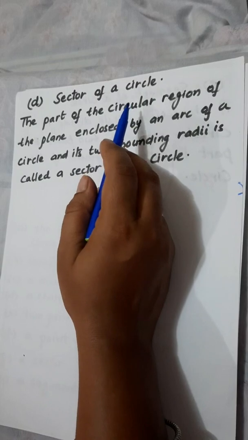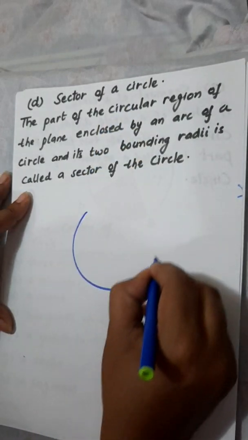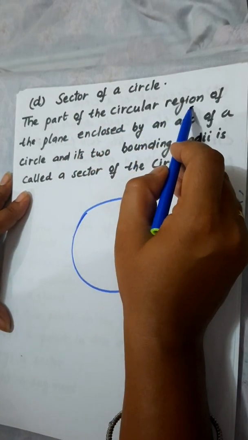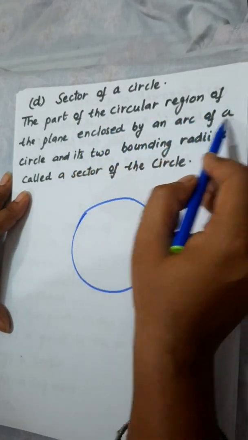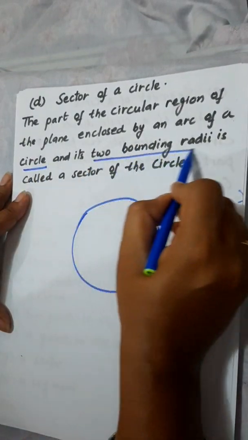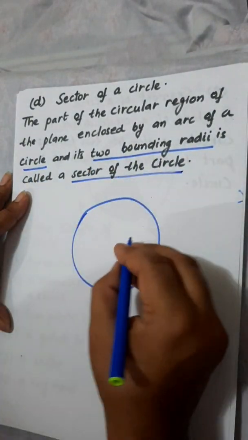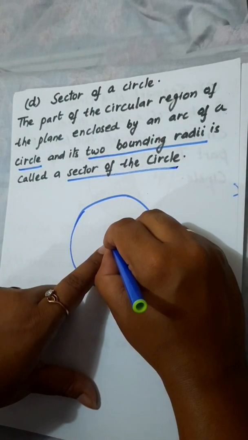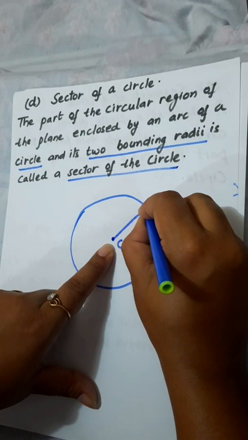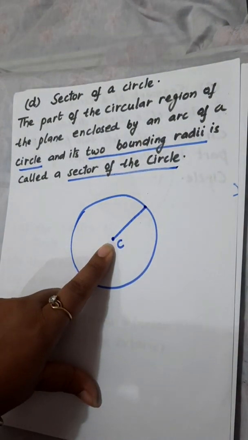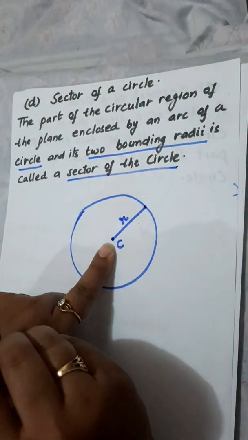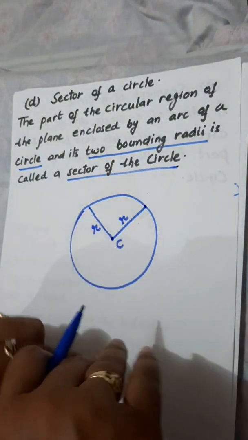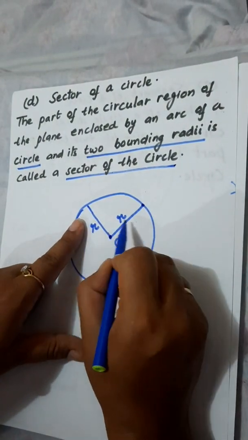Then next we have sector of a circle. Here we have a circle. The part of the circular region of the plane enclosed by an arc of a circle and its two bounding radii is called a sector of the circle. As we know, this is the center C, and from the fixed point, the center, when you draw a line segment up to a point of the circle, this is called a radius. You can draw so many radii in this circle. This is a radius and this is a radius.